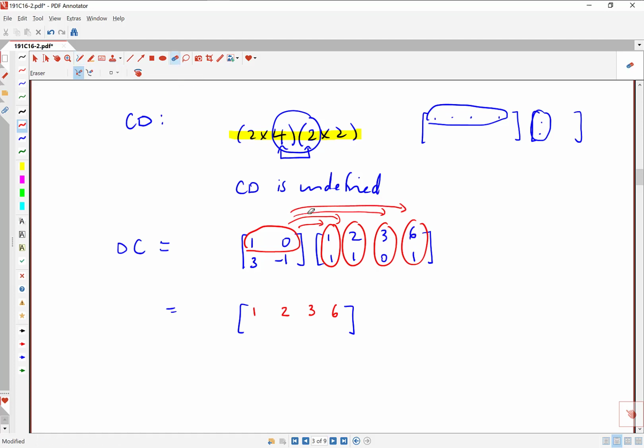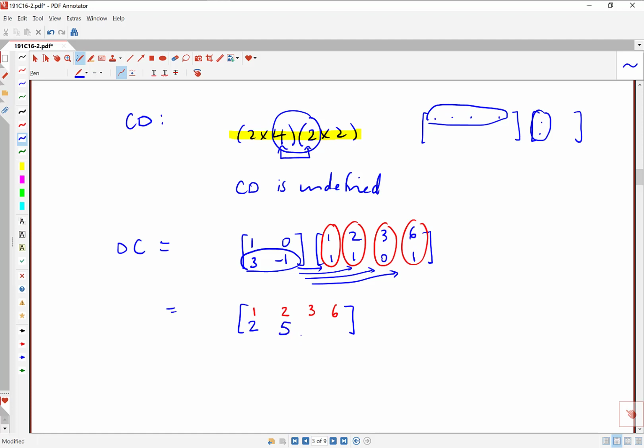Okay, and then let's try the same thing for the second row. So now we're working with the second row of our first matrix and then doing dot products with the various columns. So our first dot product would look like 3 times 1 plus negative 1 times 1. So that's going to be 2. The next dot product is going to be 5. And then we get 9 and 17.